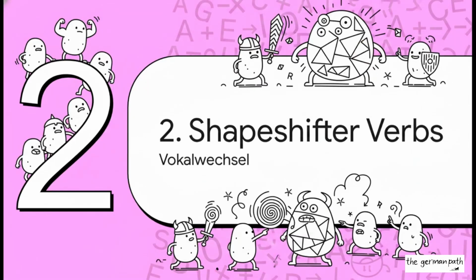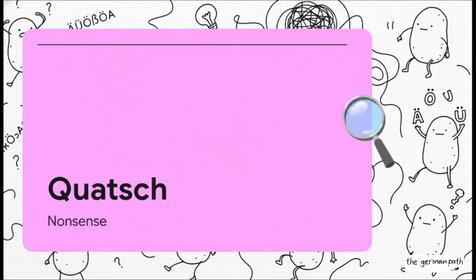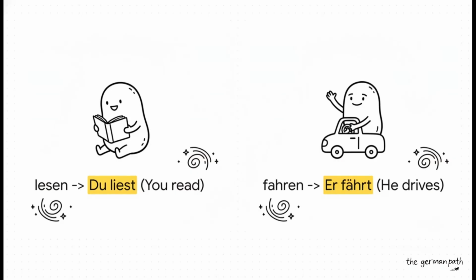Moving right along to section 2, the shapeshifter verbs. Let's keep this momentum going, because it's time to face our first mini-boss. Our second word of the minute is Quatsch. Nonsense. I'm using this because, honestly, forgetting these next vowel changes is just total nonsense. Okay, so some German verbs are literally shapeshifters. They actually change their core vowels, but, and this is a big but, only when you use the du or the er-sie forms. For instance, the verb lesen becomes du liest, meaning you read.